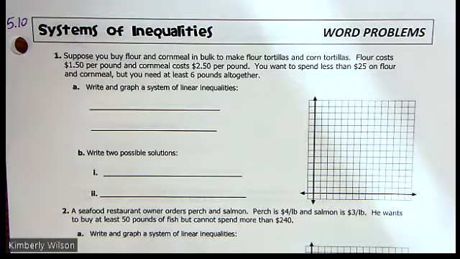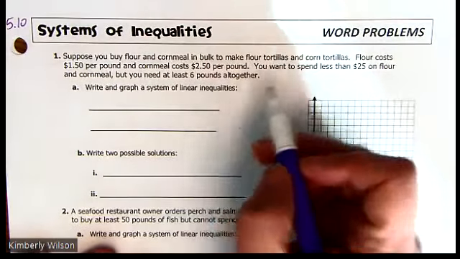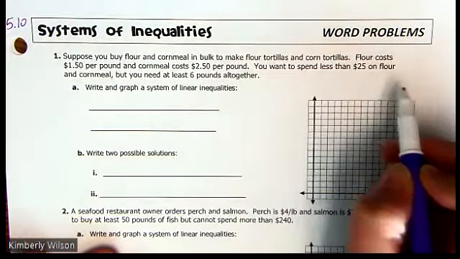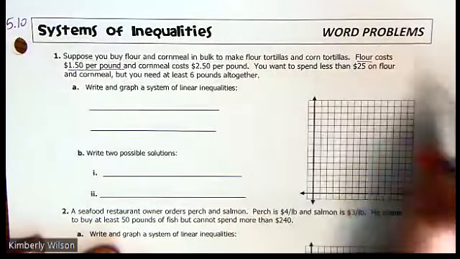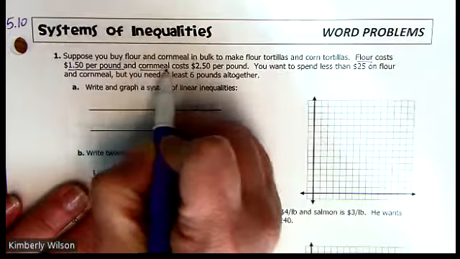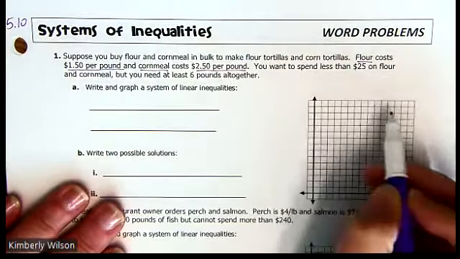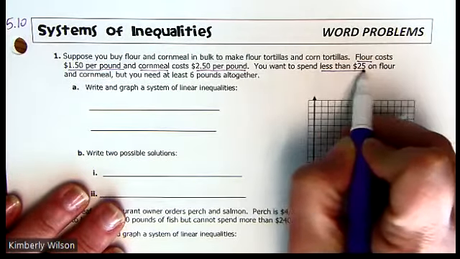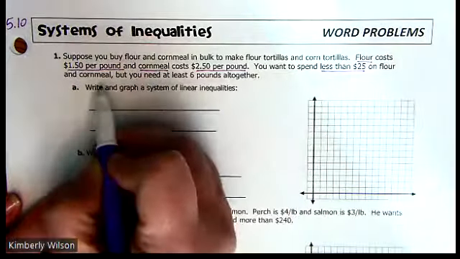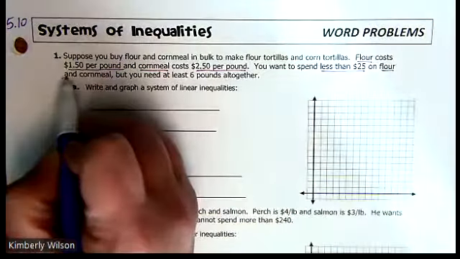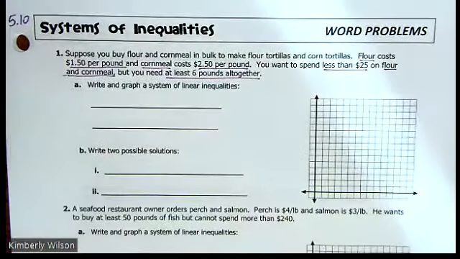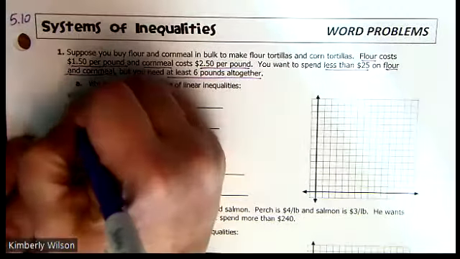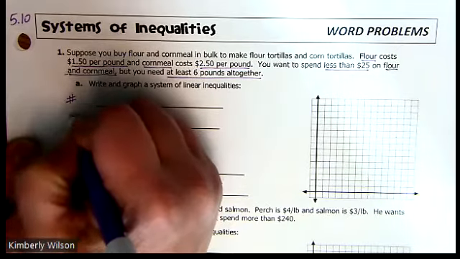It says, suppose you buy flour and cornmeal in bulk to make flour tortillas and corn tortillas. Flour costs $1.50 per pound. Cornmeal costs $2.25 per pound. You want to spend less than $25 on flour and cornmeal, but you need at least 6 pounds altogether. So we have our number scenario and our money scenario.